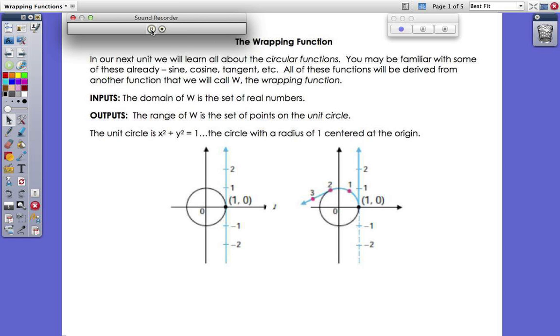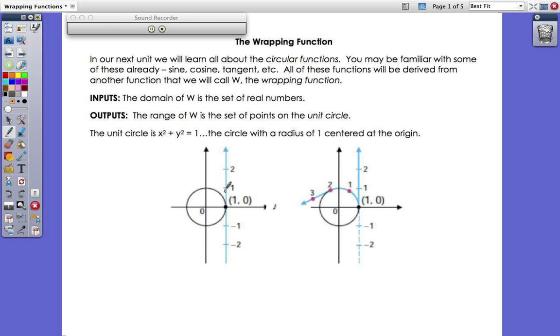To just say it explicitly, the inputs of the wrapping function are the set of all real numbers, and the outputs are the set of points on the unit circle. The unit circle, you might remember from geometry, is the circle whose equation is x squared plus y squared equals 1, and that's to say it's the circle centered at 0, 0 at the origin with a radius of 1. But putting it like that, it's not really clear what we're talking about when we say the wrapping function. So here's a couple of analogies that you can use to try to get your mind around exactly what this function is, because it is a little different than any function we've studied before.